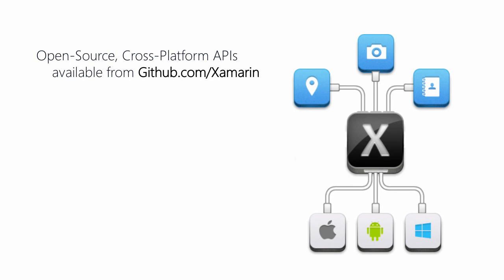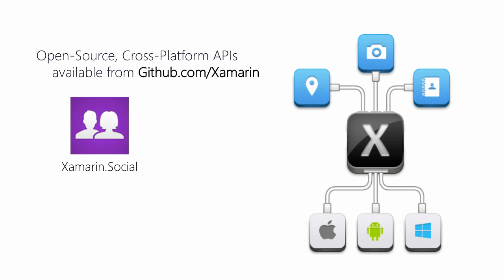Xamarin has several cross-platform libraries available for you to use that have a unified API for accessing platform-specific features from iOS, Windows Phone, and Android. These are all open source and available through GitHub, which you can then use or modify however you like. There are several components that Xamarin supports.